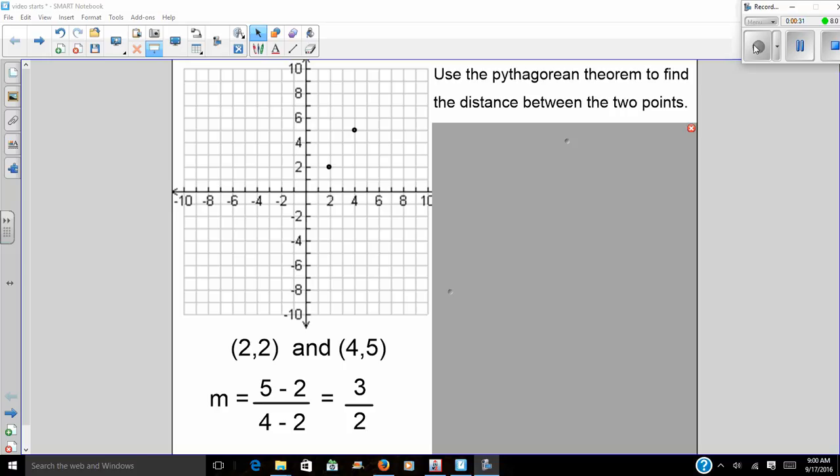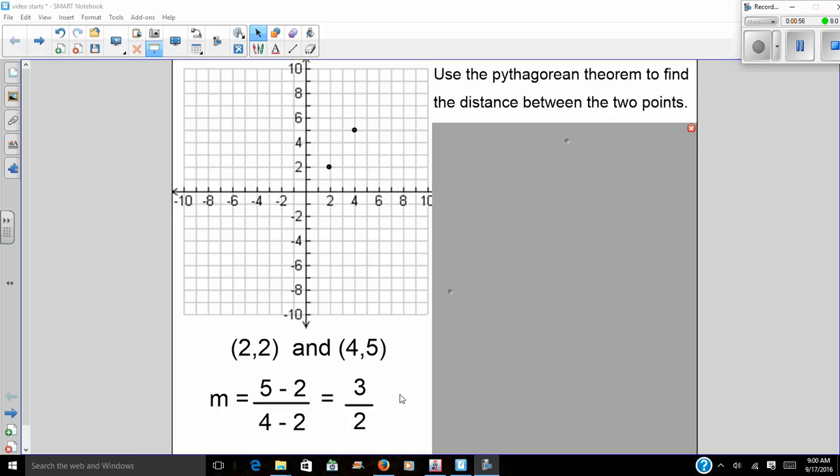Now, we're given 2 points on a graph. We're given the coordinate point 4, 5, and also a second point, 2 and 4. One of the things that this curriculum is asking us to do is to first find the slope of a line that connects those 2 points. And then secondly, it wants us to use the Pythagorean theorem to find the distance between these 2 points.